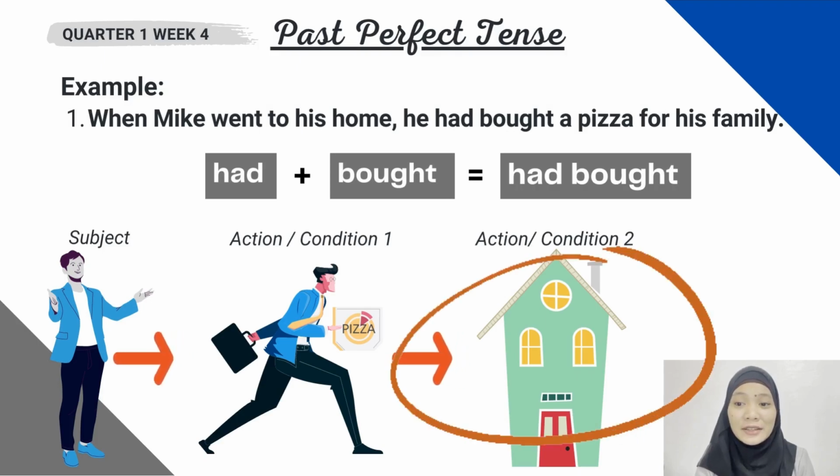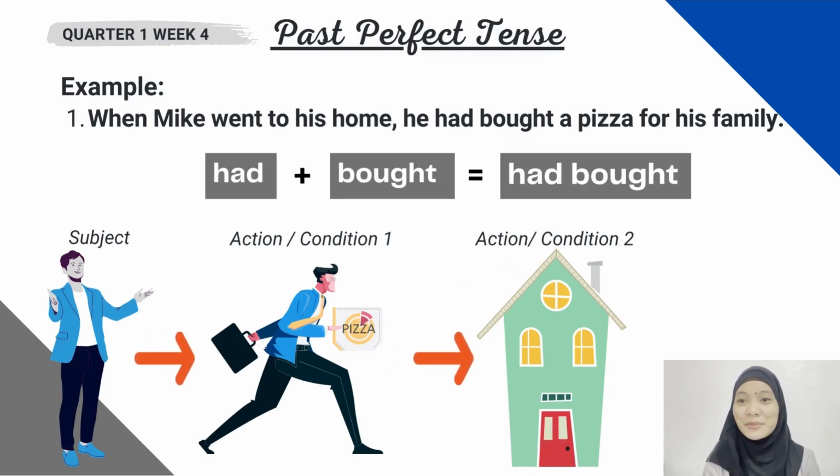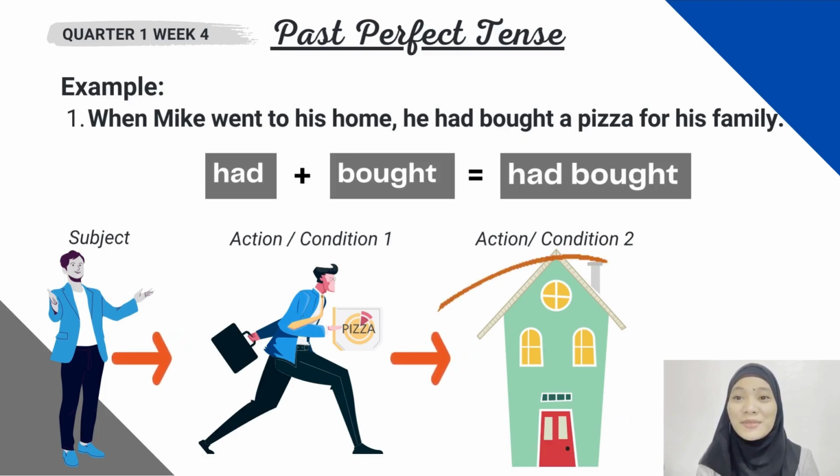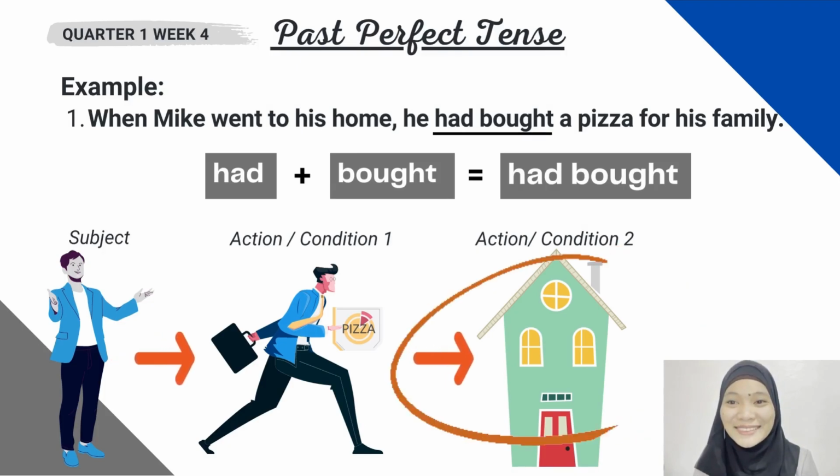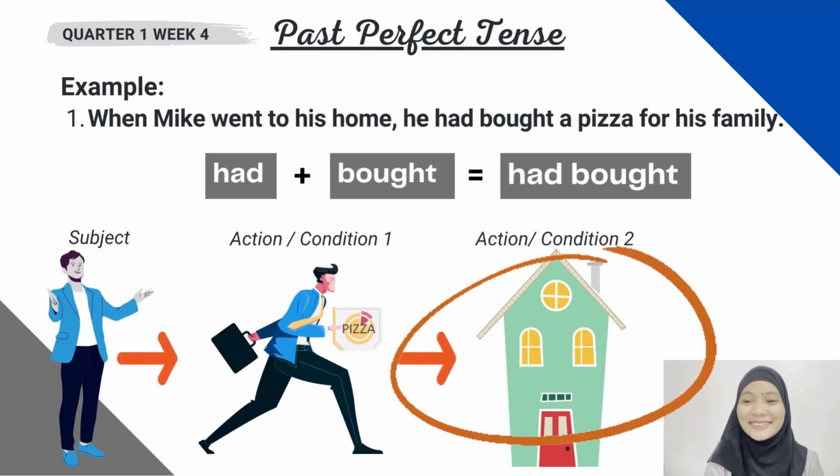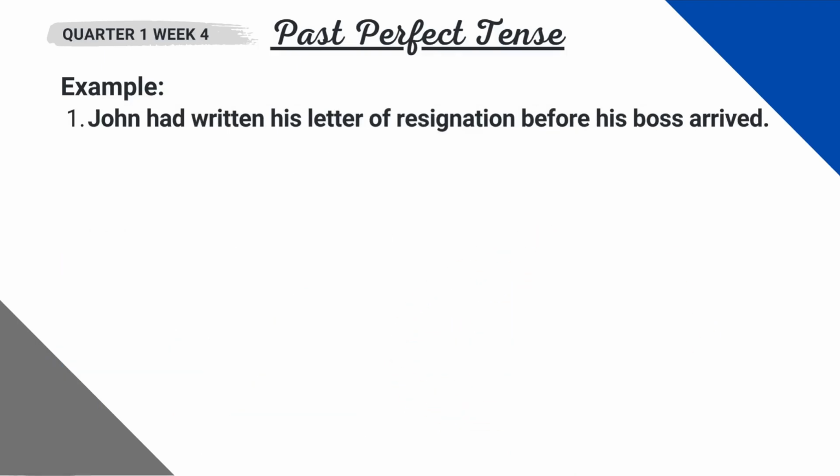Let us say that if we are Mike, what will we do first? Are we going to go home before buying a pizza, or buying a pizza before going home? Let's think about it. And that's the use of past perfect tense.